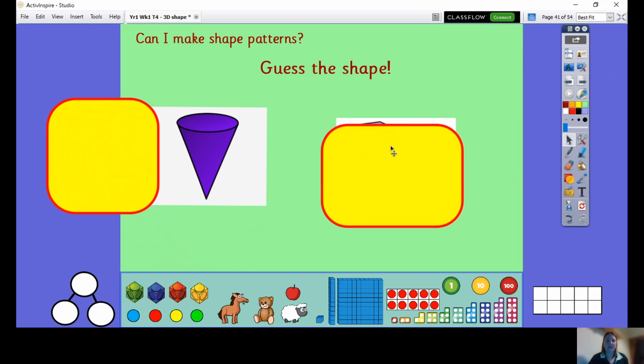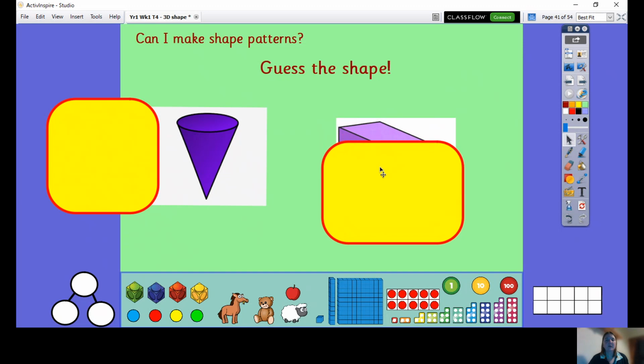So again, I'm going here. Oh, okay, so this has got straight edges. So think to yourself, what shapes have got straight edges? Well, there's quite a few of them, isn't there? There's a cuboid, there's a cube, a square-based pyramid, a triangular prism has got as well. Do a little bit more.